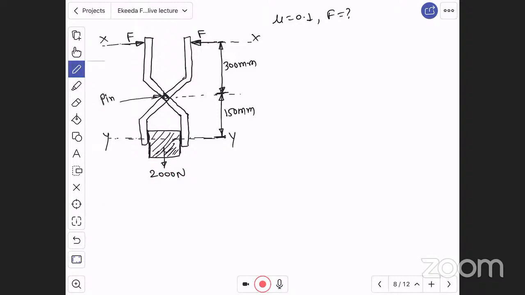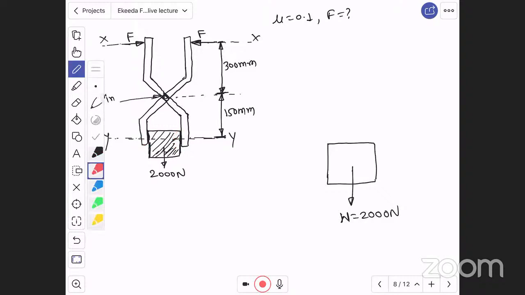If I draw a free body diagram of this block, let us say this is a block having weight 2000 Newton. The weight is acting in downward direction. Now see, here there is one surface of contact and another surface of contact. Let us say this side is surface 1, S1, and this side is surface 2, S2, which are in contact.